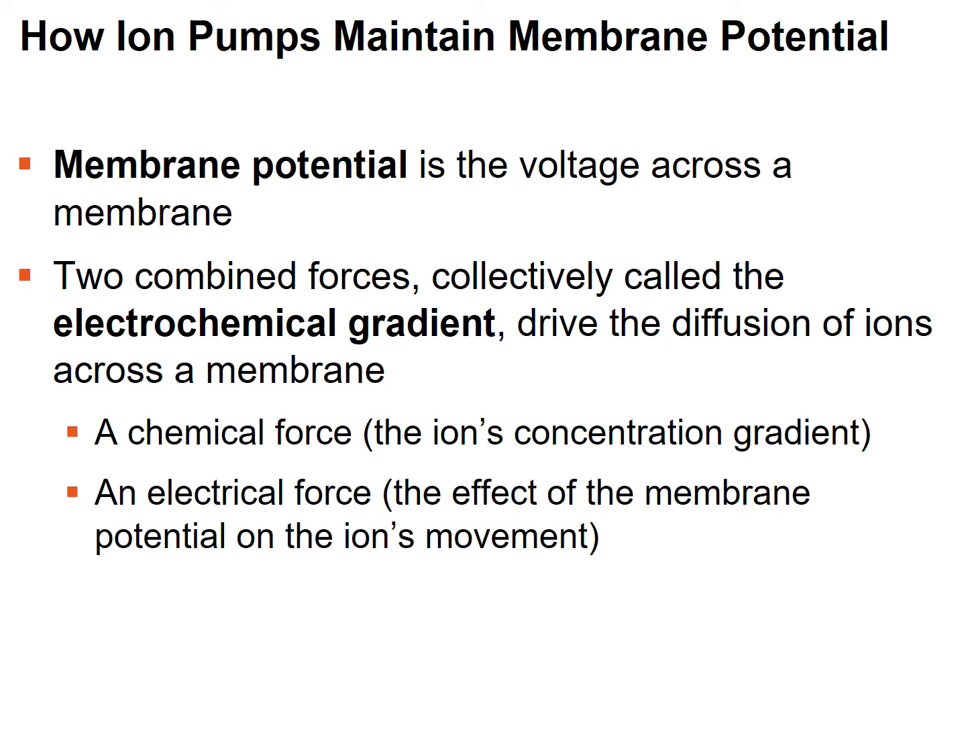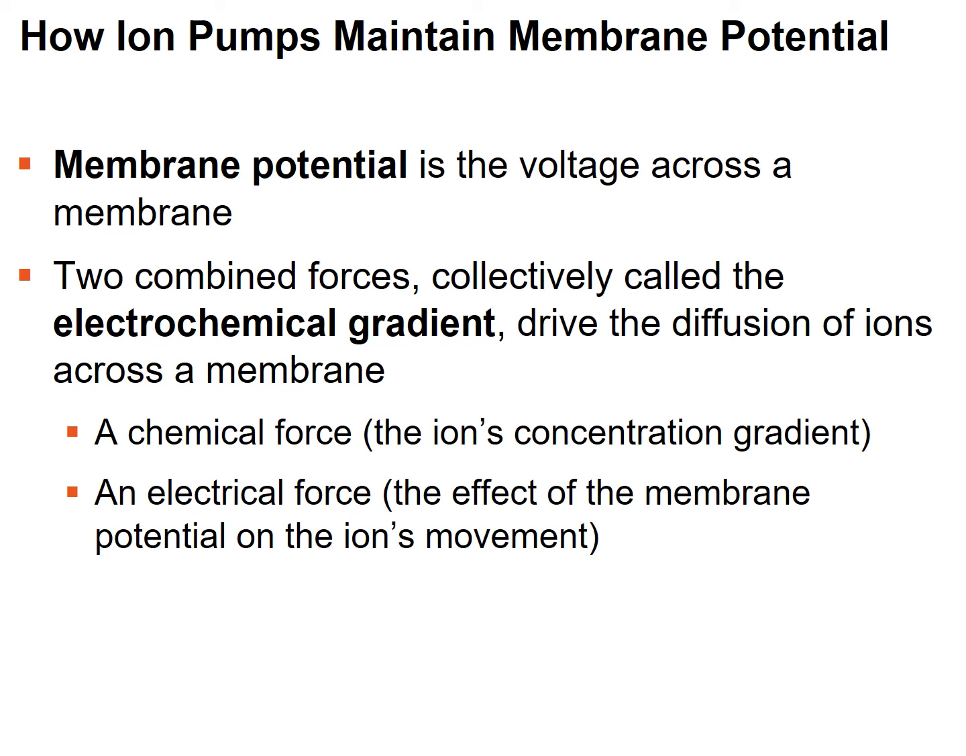Membrane potential is the voltage across the membrane, and this is generated by a couple of different forces. The forces collectively together are called the electrochemical gradient. The electrochemical gradient drives the diffusion of ions across the membrane. Now, what is the electrochemical gradient? Let's talk about that. We've got a chemical force, that's the chemical gradient part, and then we have the electrical force, which is the electro part of the electrochemical gradient.